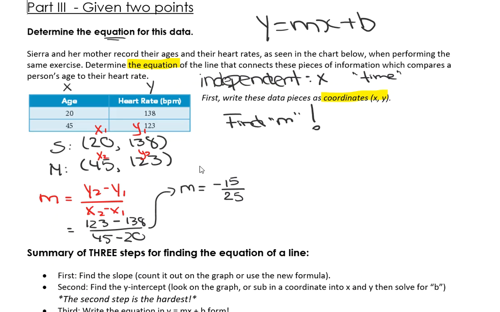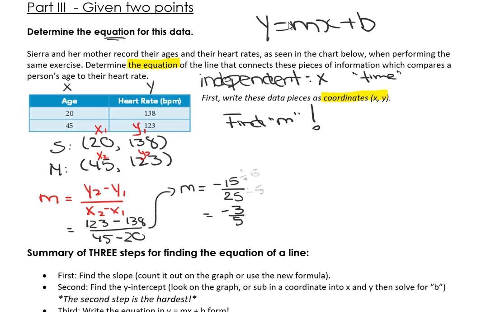We always have to reduce the fraction, unless the question tells us we can use decimals, which this one doesn't. I can't use decimals, so I'm going to reduce the fraction. I'm going to divide top and bottom by 5. So divide them by 5, and we get negative 3 over 5. That's in lowest terms. So there's my slope.